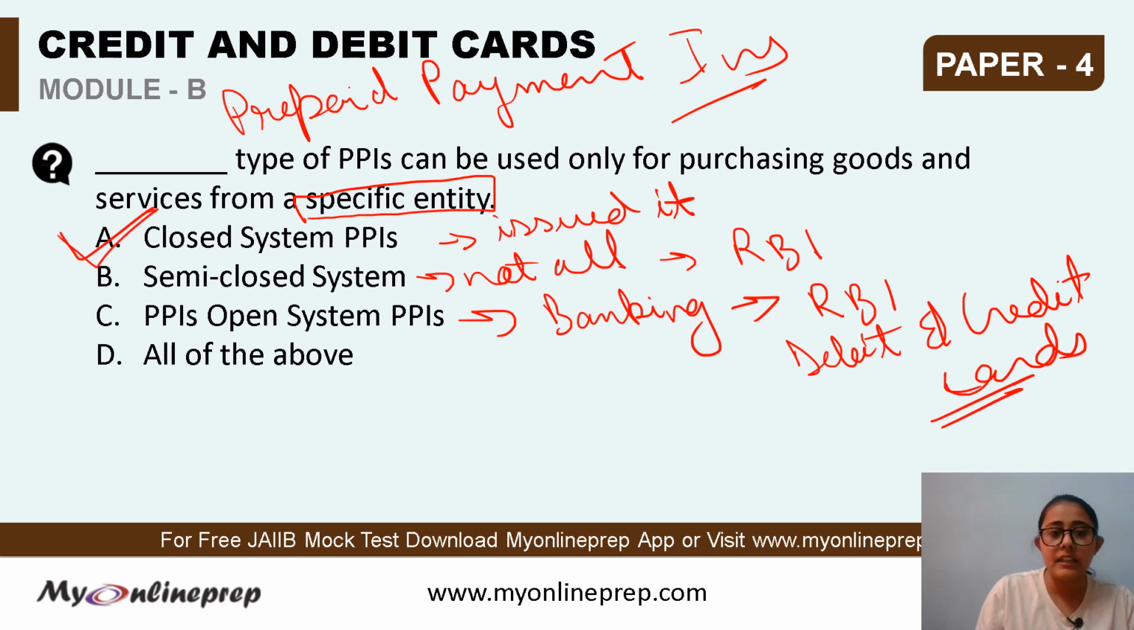So these are all the definitions for the types, but the correct answer for us is the option A, that is closed system PPIs, because the question is asking us for the specific entity. So option A is the correct answer. Okay, next question.